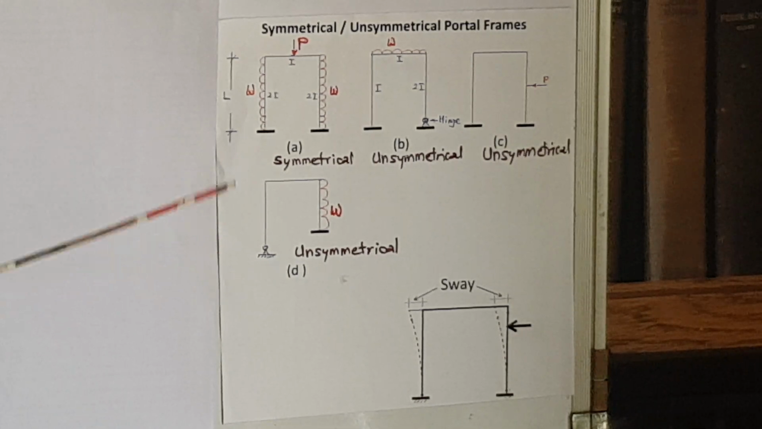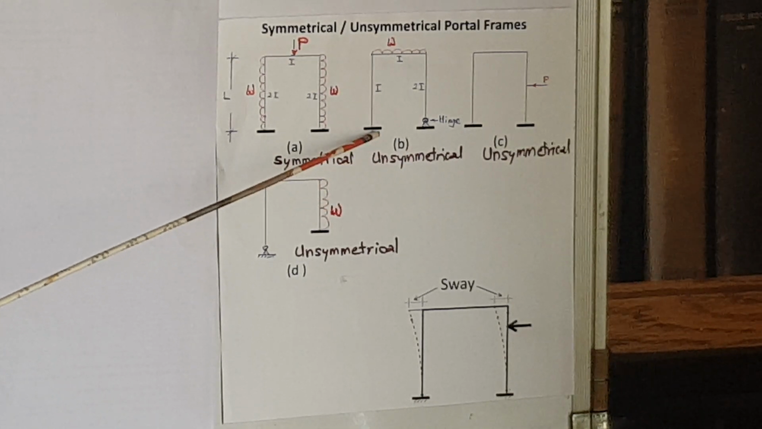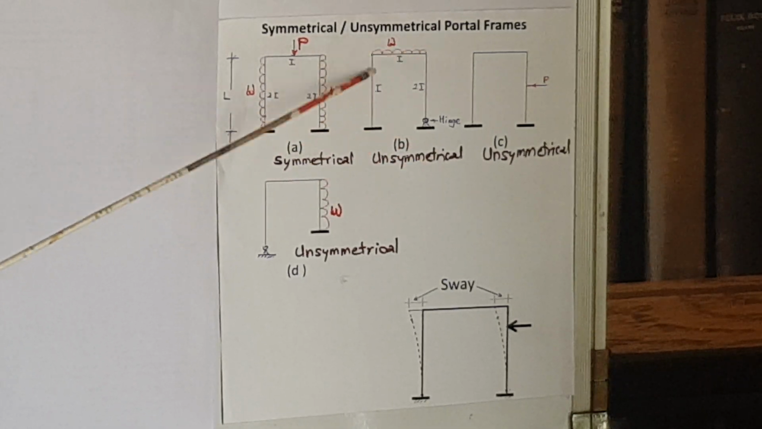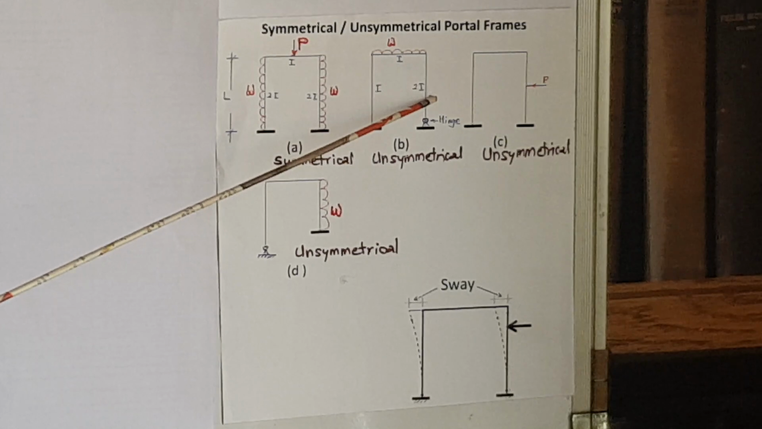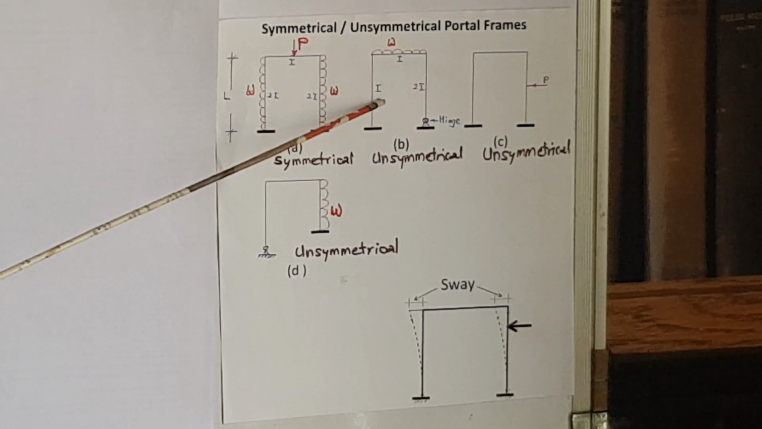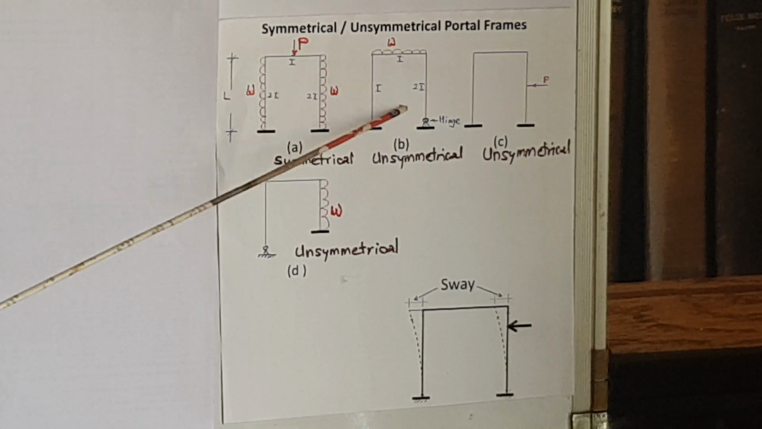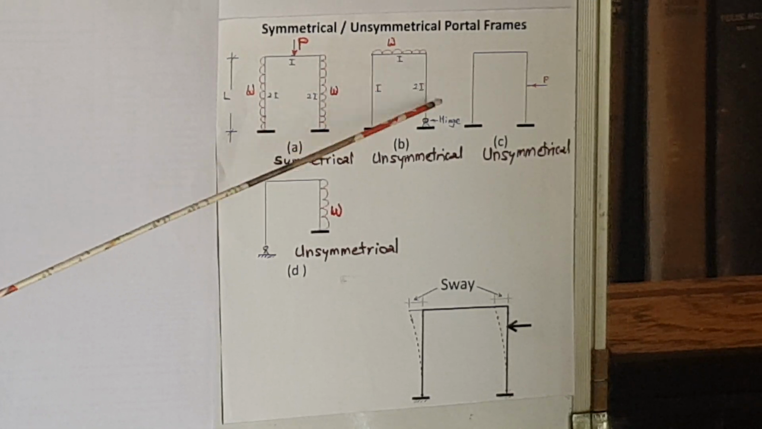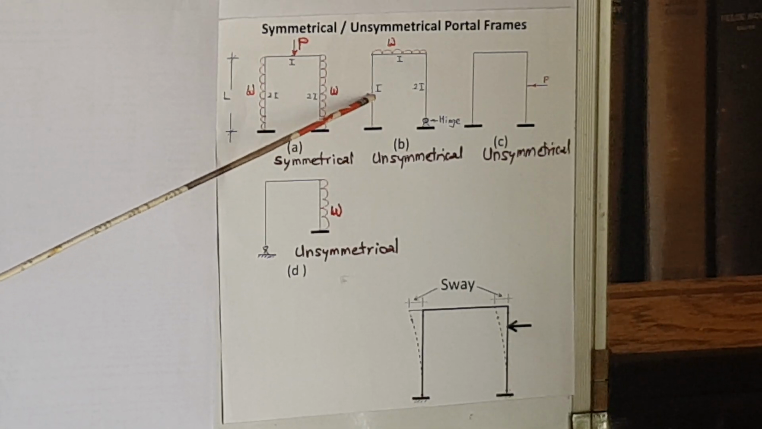Now let us go to frame B. Look at frame B. B has geometrical symmetry in terms of the dimensions. The 2 columns are of the same length, but the first column has moment of inertia I, the other is twice I. So the two columns are not symmetric. There is a violation of symmetry at this point.